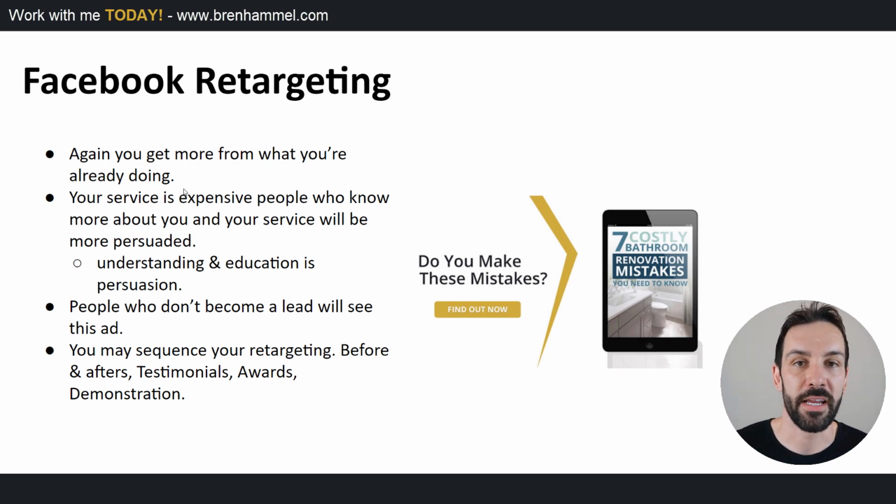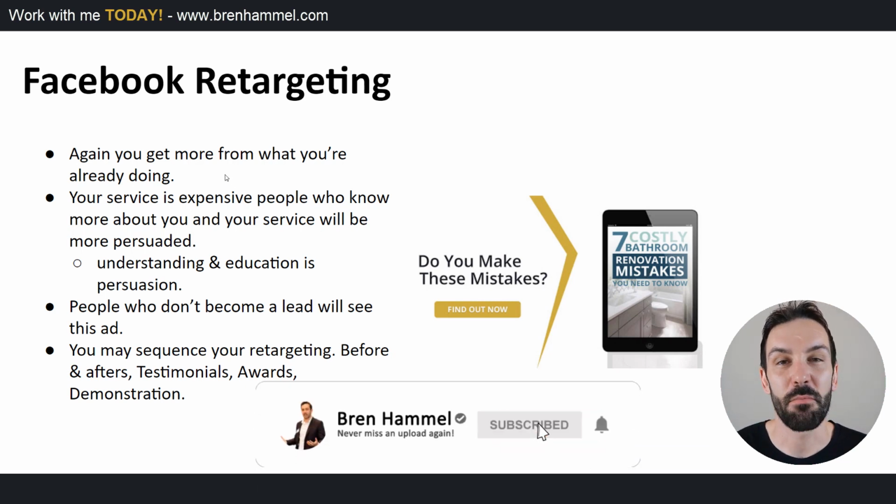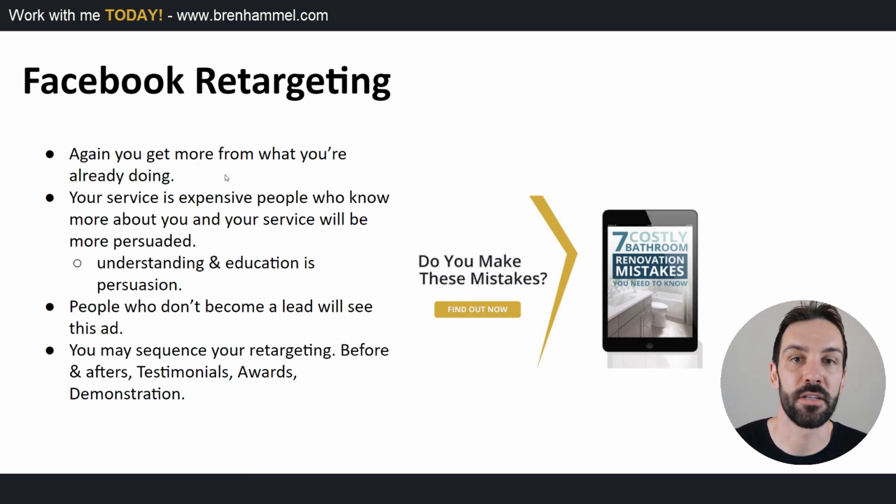So what we're doing is we're making a Facebook ad. When they click the ad, they go to an email opt-in landing page where they hand over their email and they get this fantastic guide. Again, you're getting more from what you're already doing. You're paying for traffic. You're dedicating resources to Google Ads, search optimization, etc. Use remarketing and retargeting because it's so damn powerful.